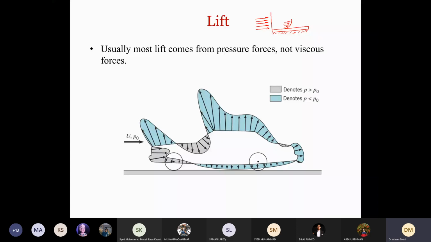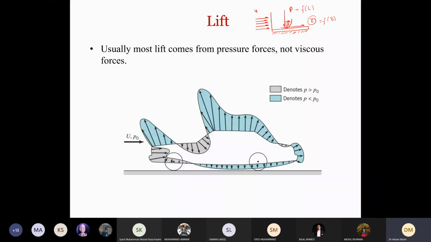When we have boundary layer flow, the drag or the skin friction is parallel to the incoming flow, and it is given by the viscous component tau, which is because of the boundary layer, right? And the pressure force contributes to the lift force. So the shear force contributes to the drag force, and the pressure force contributes to the lift force, right? So usually most lift comes from the pressure forces, not viscous forces.